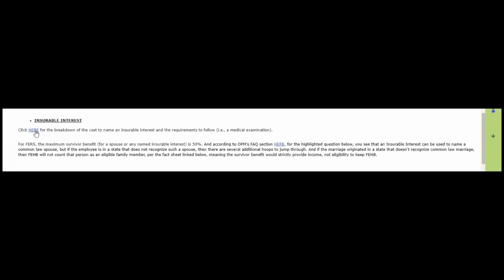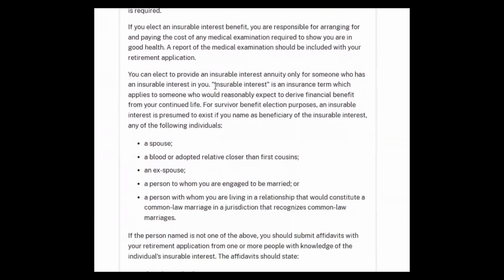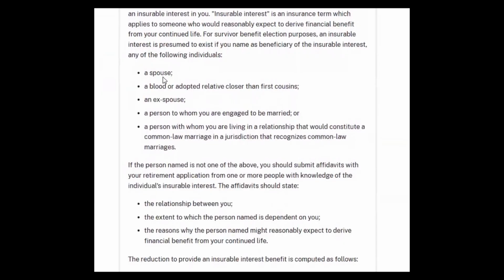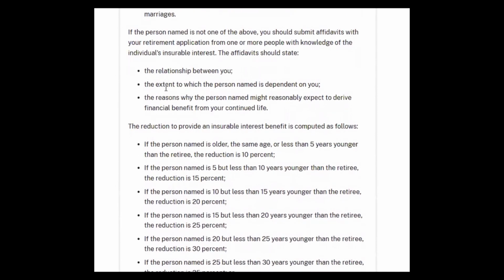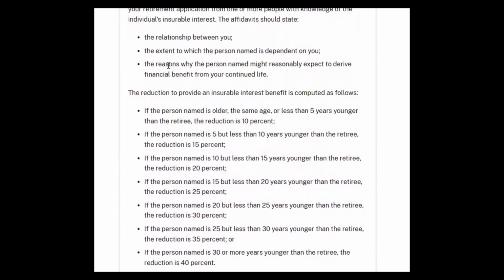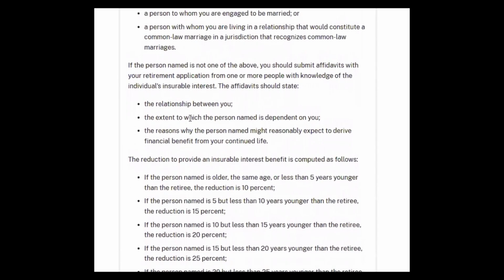Essentially, this is who can be named as an insurable interest. A person who has a relationship with you, right? If the person isn't one of these people, then there still needs to be, like we were saying, the whole part of this insurable interest, right? Somebody has to be able to have some sort of interest in your life.